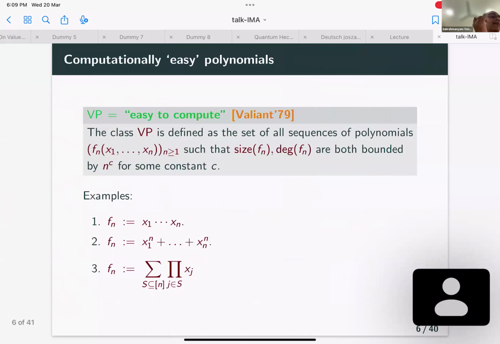And there is this interesting complexity class called VP, which is the set of all sequences of polynomials. So you have a sequence of polynomials Fn for an infinite number of n, and the class VP is defined as the sequences of polynomials for which there is a way to compute the nth element in that sequence using a circuit which has size at most n to the c for some constant c. The constant c should be independent of n, of course.